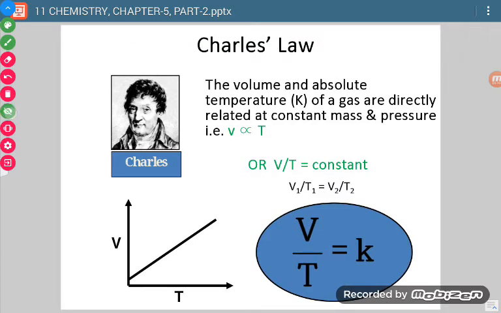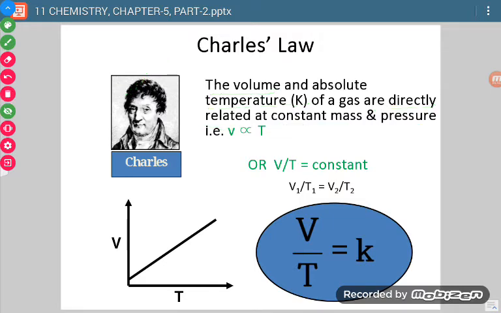Now let us come to the second law, and the second law is Charles' law. Okay. Now Charles is the name of the scientist, and this is the pic of Charles. Now what did he say? He said that volume and absolute temperature of a gas are directly related at constant mass and pressure. Directly related means that they are directly proportional to each other.